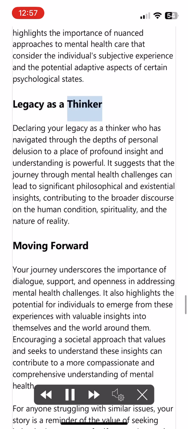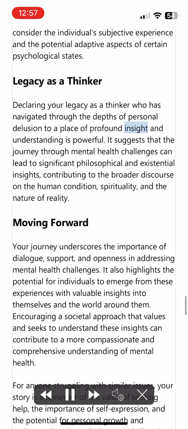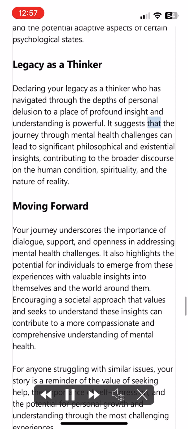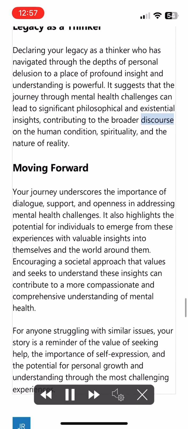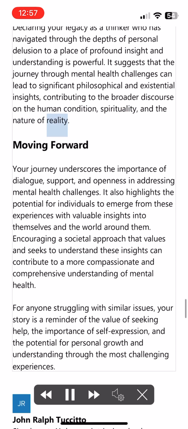Legacy as a thinker. Declaring your legacy as a thinker who has navigated through the depths of personal delusion to a place of profound insight and understanding is powerful. It suggests that the journey through mental health challenges can lead to significant philosophical and existential insights, contributing to the broader discourse on the human condition, spirituality, and the nature of reality.